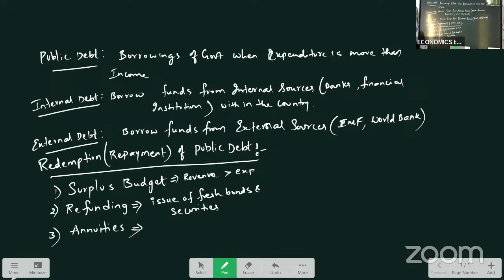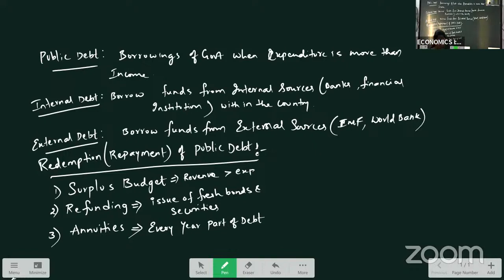Annuities, that is the annual payment. So part of public debt is paid every year. Every year, part of debt is paid annually. So that is called annuities.